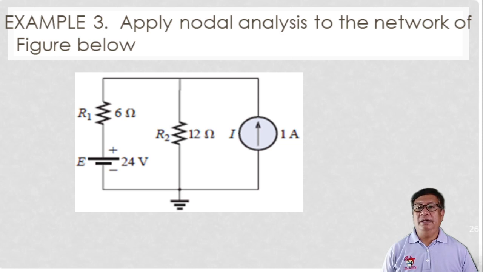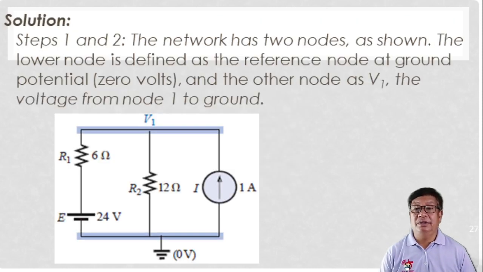Okay, let us apply this example number 3. Apply nodal analysis to the network of the figure below. So as you can see here, we have again two sources. We have the voltage source and the current source. Your voltage source is 24 volts, your internal resistance is 6 ohms. Then the load resistance R sub 2 is 12 ohms. Okay, so we have the source current of 1 ampere.